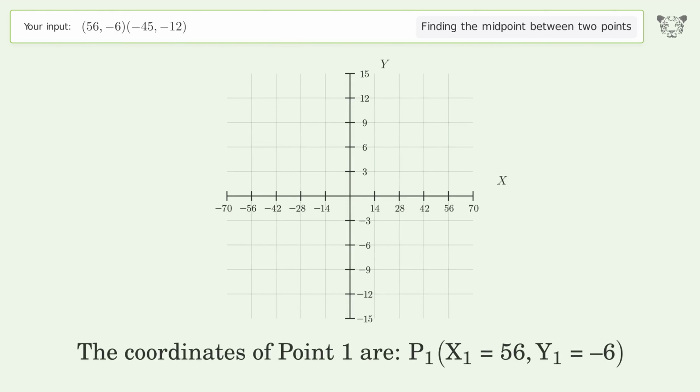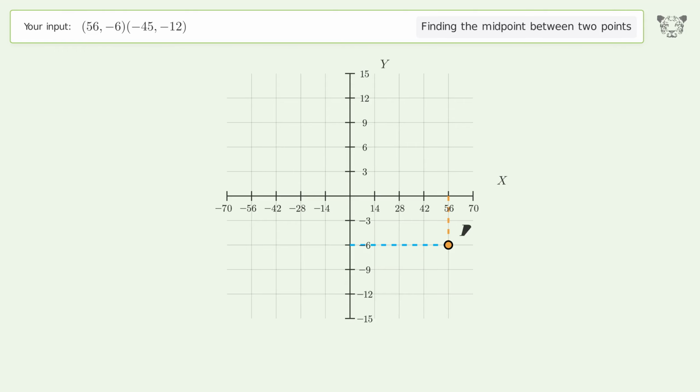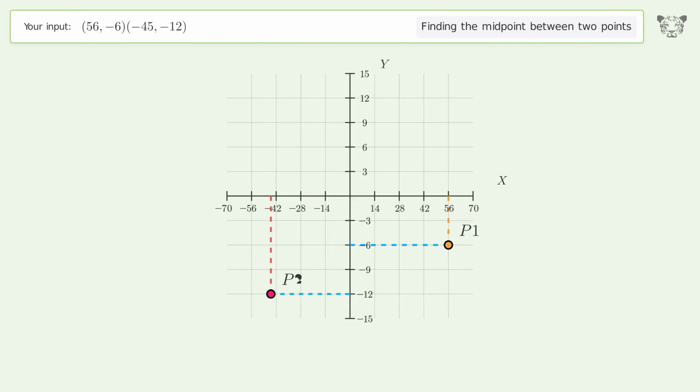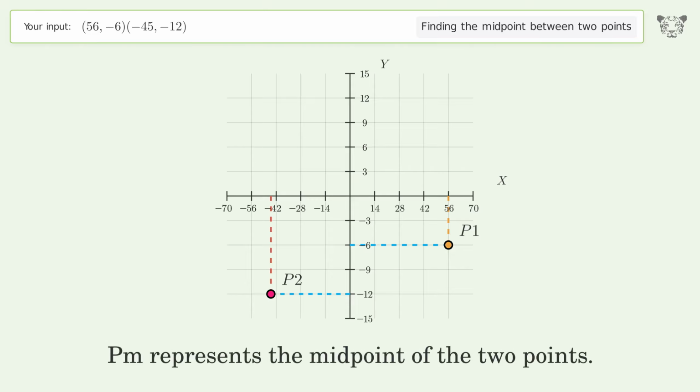The coordinates of point 1 are, x1 equals 56, y1 equals -6. The coordinates of point 2 are, x2 equals -45, y2 equals -12. PM represents the midpoint of the 2 points.